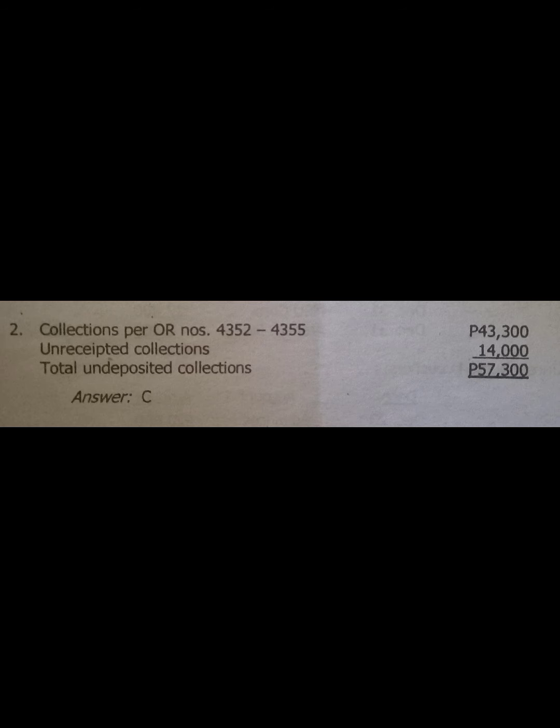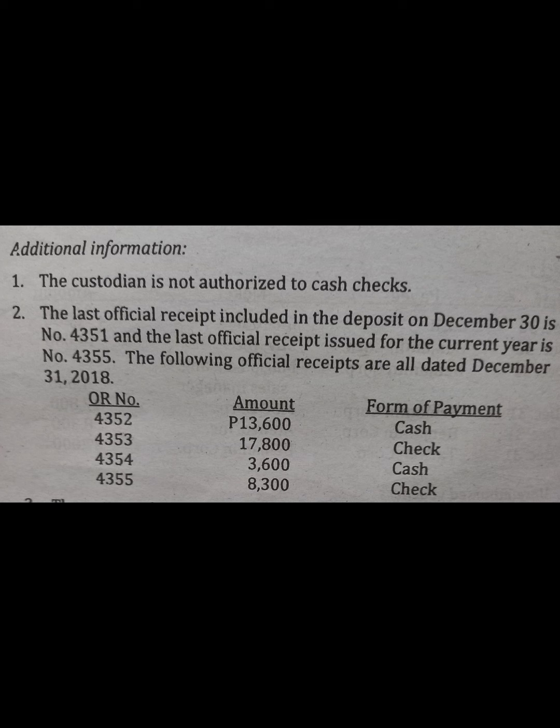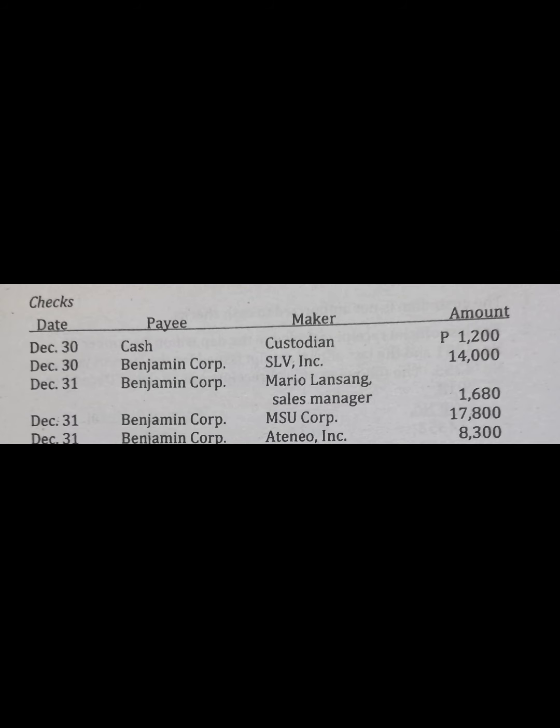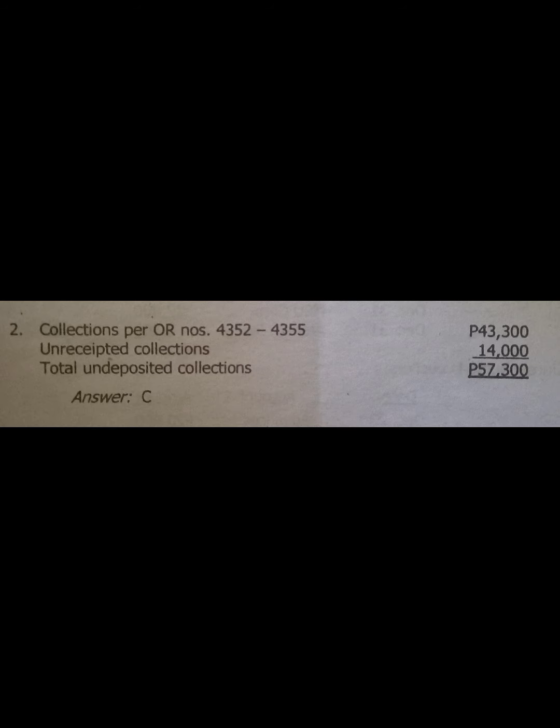The total of 43,300 pesos. But there is a lacking or missing amount that has no receipt, which is 4351. So let's check how much the amount of 4351 is, that unreceipted amount. This 14,000 is one of the collections that is not recorded in the official receipt dated December 30, 2018. That one is 4351. This is the unreceipted collection, 14,000 pesos. So simply, 43,300 plus 14,000 pesos is equal to 57,300 pesos.